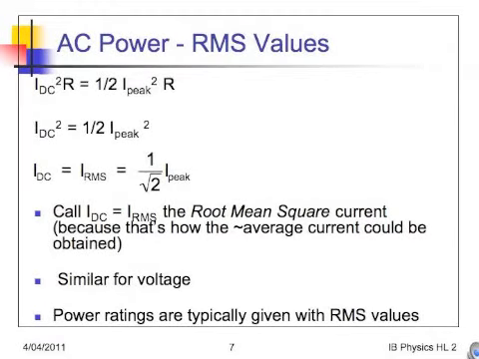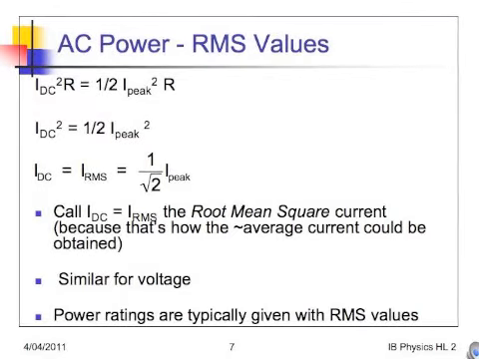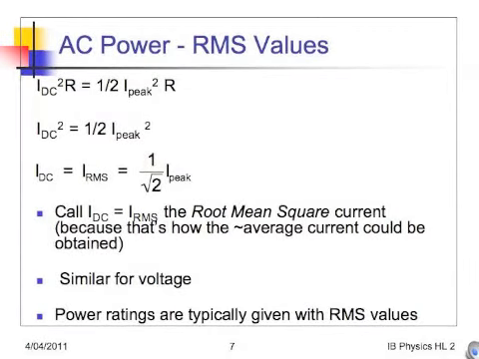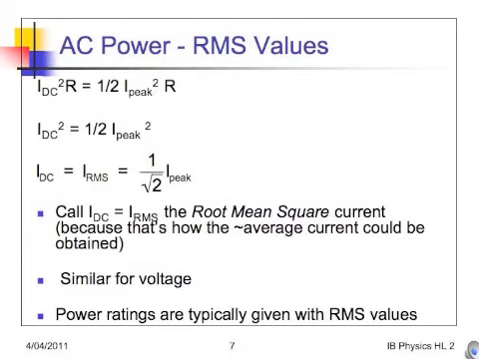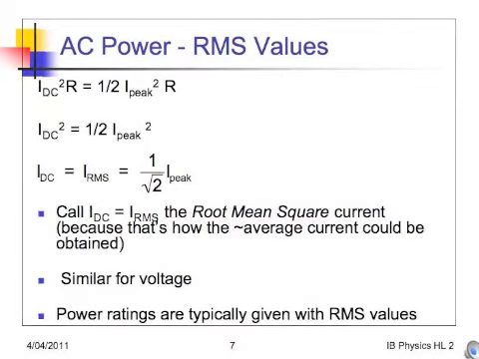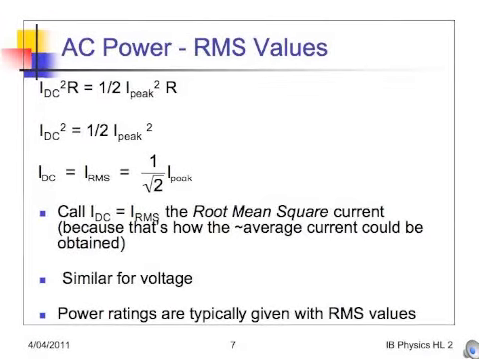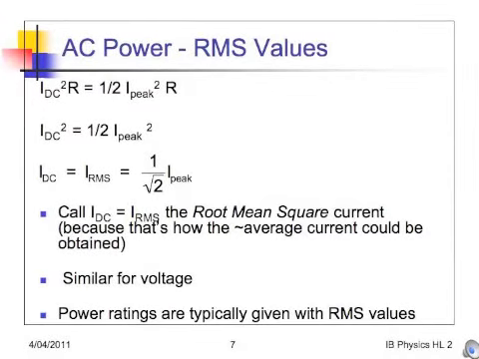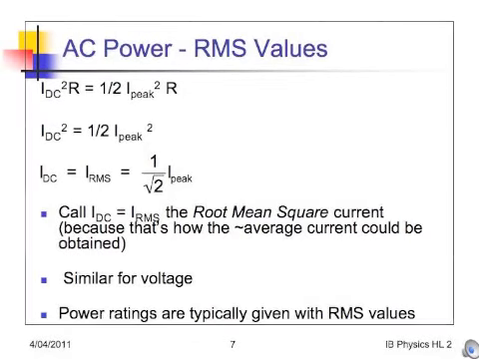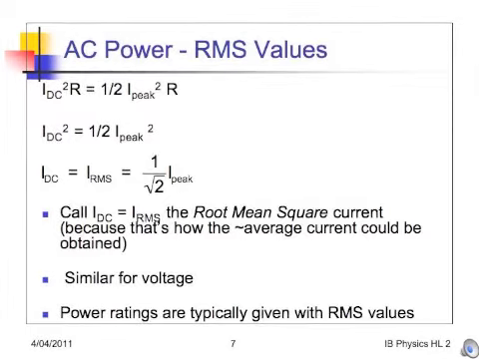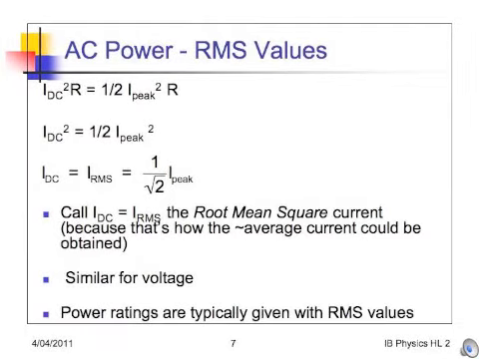And if we were interested in the RMS power, that would be the RMS current times the RMS voltage, which would give us 1/2 times the peak current times the peak voltage, which is indeed exactly 1/2 the peak power being dissipated. And here's a small example.